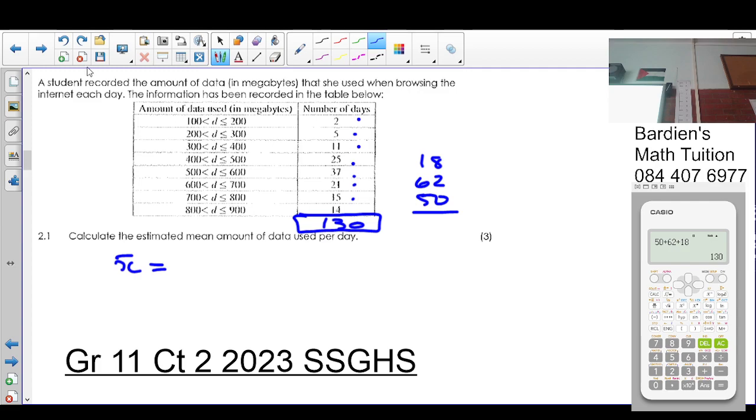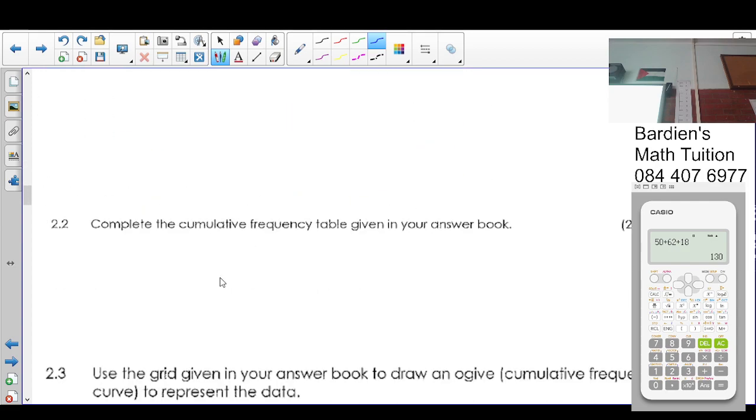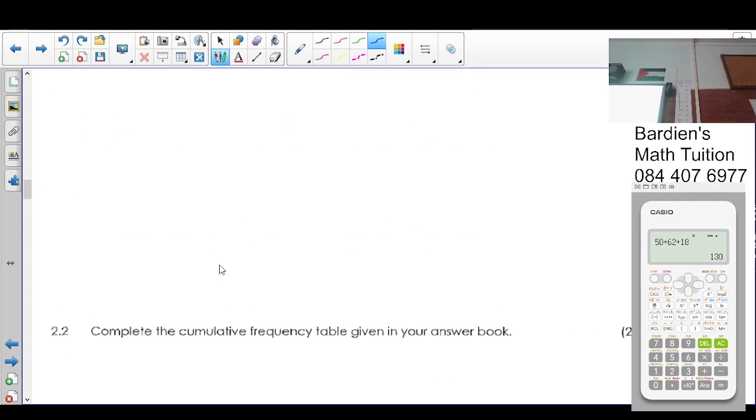Is a standard deviation question next? Huh? No.